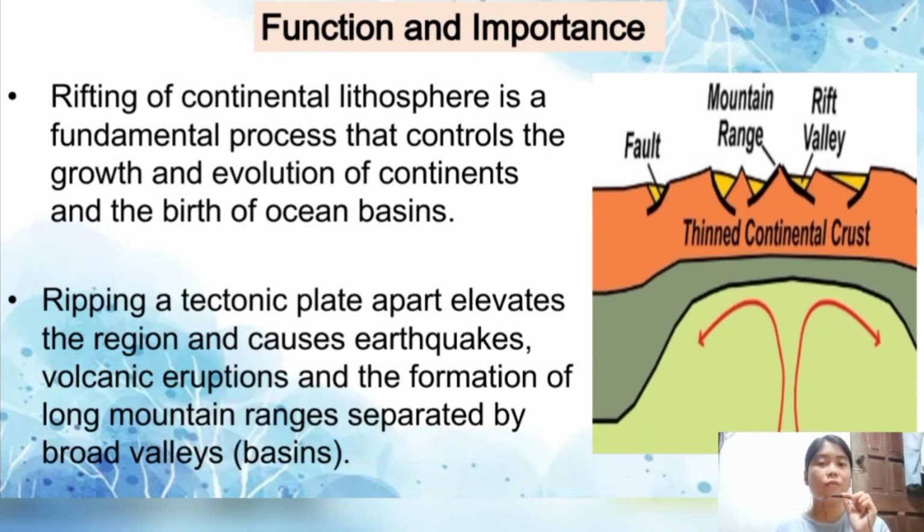Function and importance. The rifting of continental lithosphere is a fundamental process that controls the growth and evolution of continents and the birth of ocean basins. Ripping tectonic plates apart elevates the regions and causes earthquakes, volcanic eruptions, and the formation of long mountain ranges separated by broad valleys or basins.